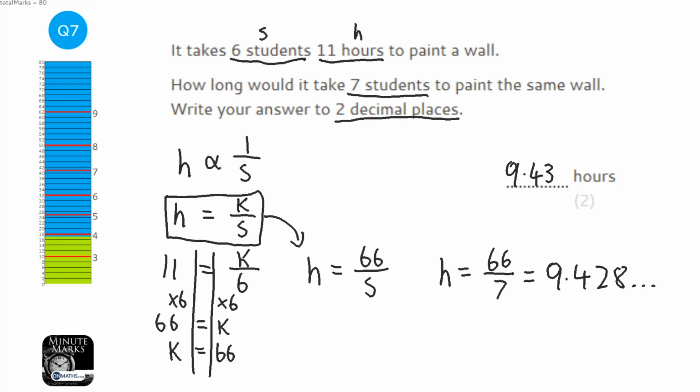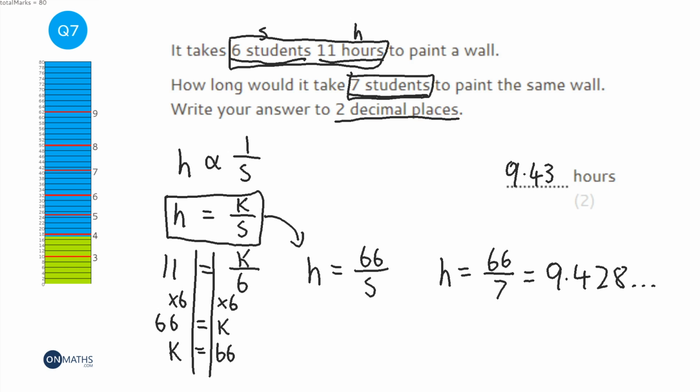Now, a way of checking this is it took 6 students 11 hours. So you'd think with 7 students it would take less time, which it does here. So if you don't know or you forget how to do the inverse proportion, just literally times these two numbers together and then take that answer and divide it by this number here.